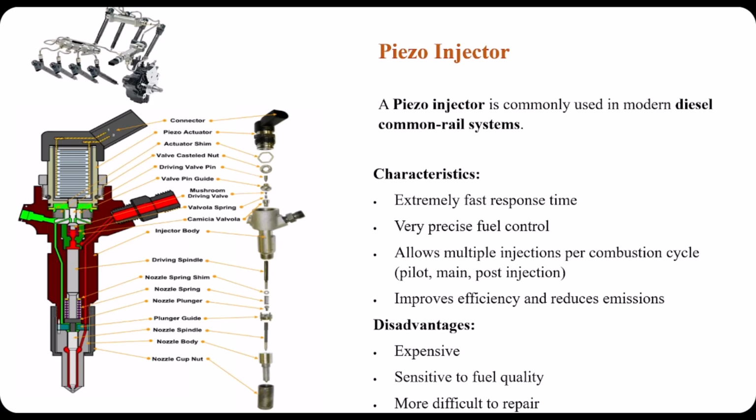At first we have the Piezo injector. A Piezo injector is commonly used in modern diesel common rail systems. You can see the common rail system in this slide. But how does it work? It contains a piezoelectric crystal stack. When voltage is applied, the crystals expand very quickly. This movement directly opens the injector needle and sprays fuel.